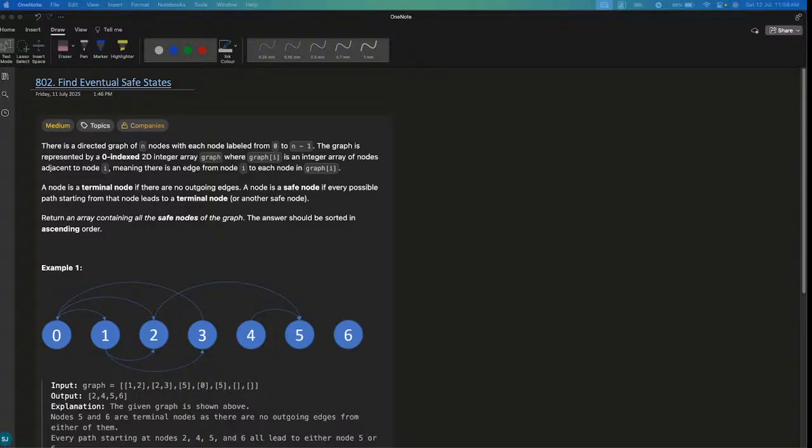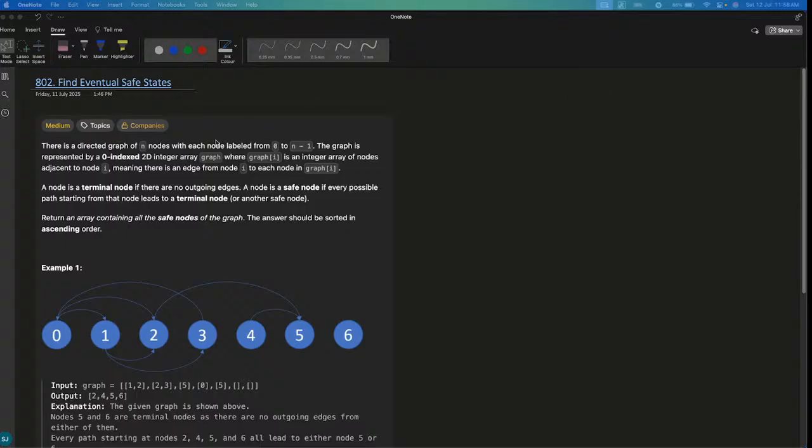Anyways, moving forward, we now have a few things to cover. So let's get started with Find Eventual Safe States. This is a continuation of the topological sort series. The goal is to finish topological sort and then also cover a few more things. So yeah, let's get started.